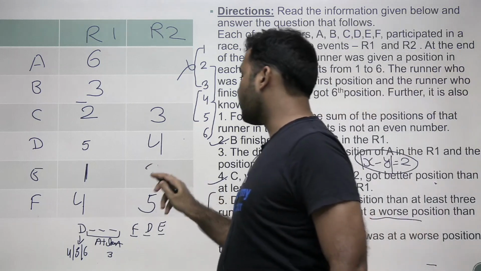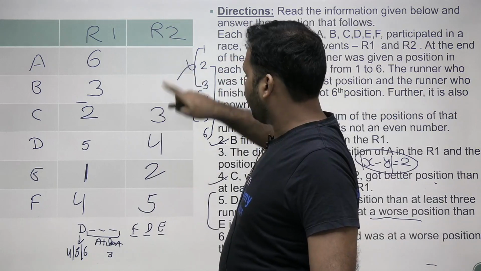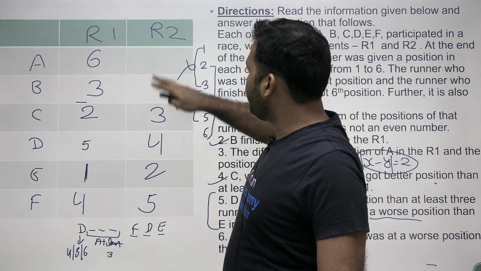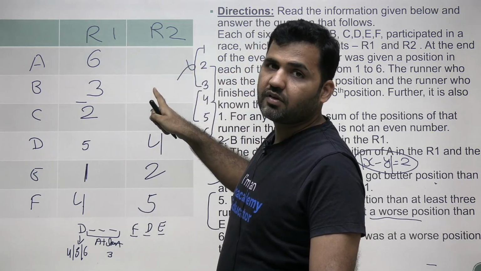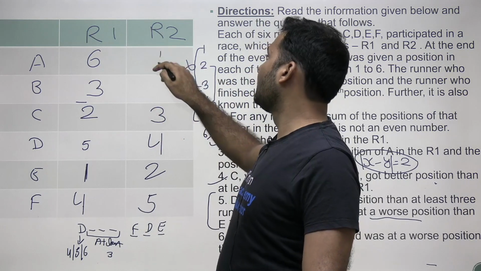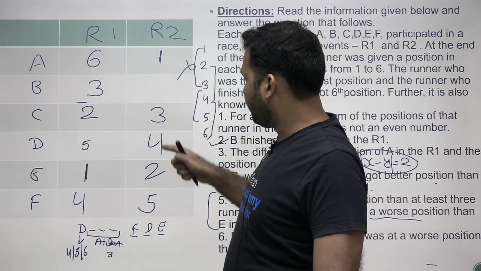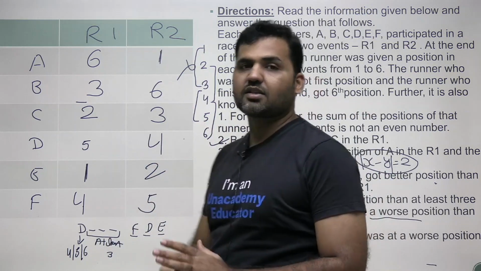So this number will be R2. Now I need to put 1 here also, right? 2, 3, 4, 5 rank has already been decided in R2. I need to put 1 in both of these two options. 3 plus 1 will be 4. Summation cannot be an even number, so I need to put 1 here. And the only rank left is now 1, 2, 3, 4, 5, 6. 6 will come here. That's it. The grid is completed and now you can answer all the questions.